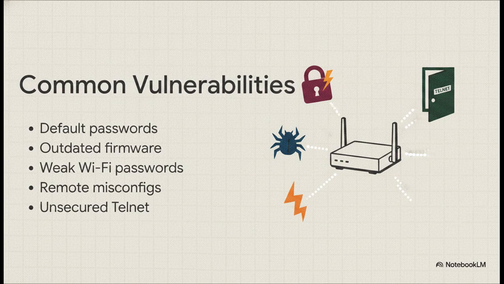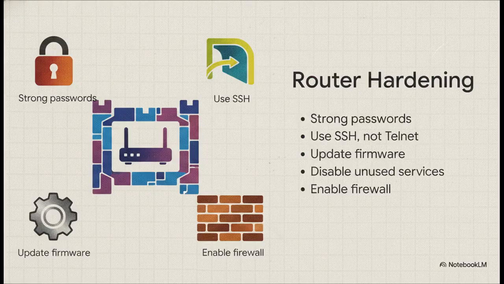Because the router sits right at the very edge of your network, facing the wild west of the internet, it is a massive target for bad actors. And attackers are constantly probing for common vulnerabilities. They love finding routers where the default admin passwords were never changed. They scan for outdated firmware that has known exploitable bugs. They'll try to brute force weak Wi-Fi passwords. They actively look for sloppy, misconfigured remote management settings. And they especially hunt for unsecured telnet access, because telnet sends your data completely unencrypted. Yikes!